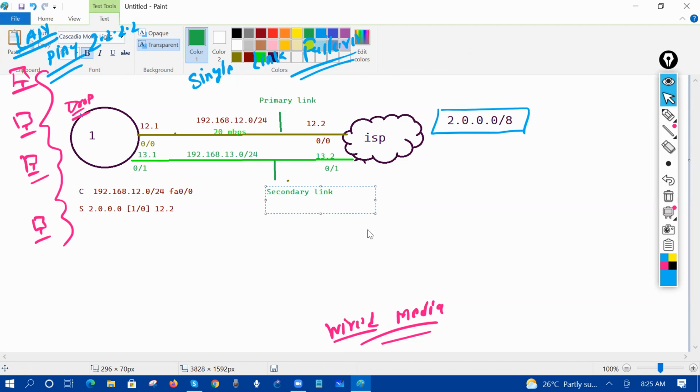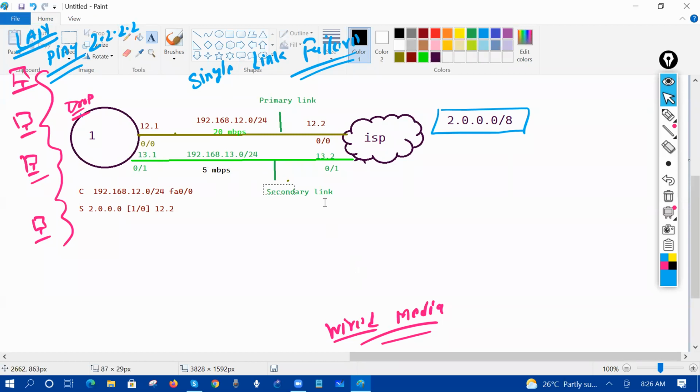For the secondary link, what happened? We are giving the bandwidth of this one as 5 Mbps, right? Now, try to understand: this is my secondary link and this is my primary link, right?